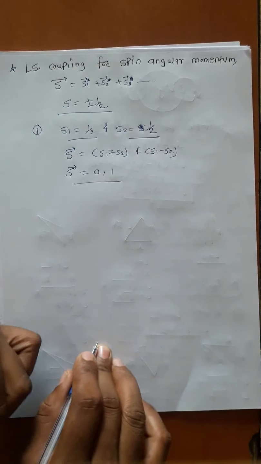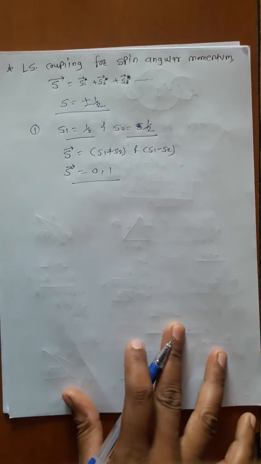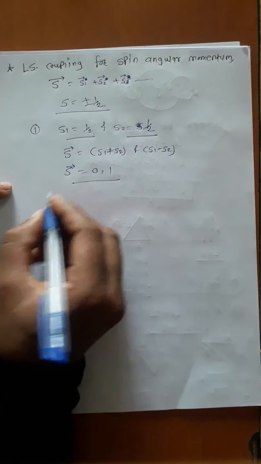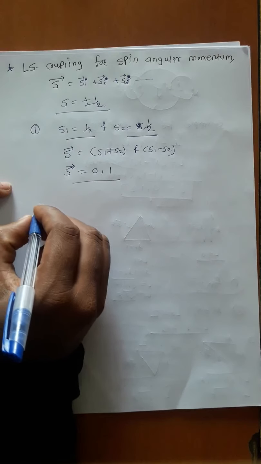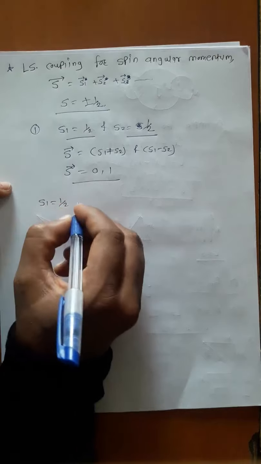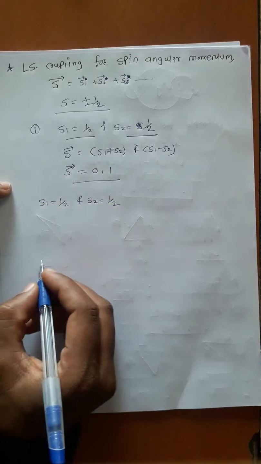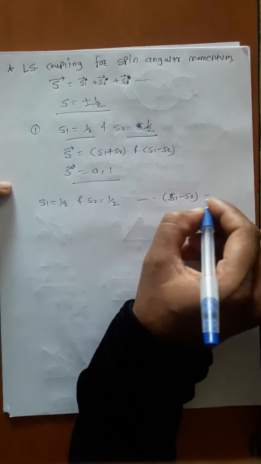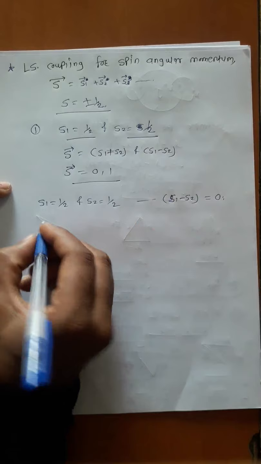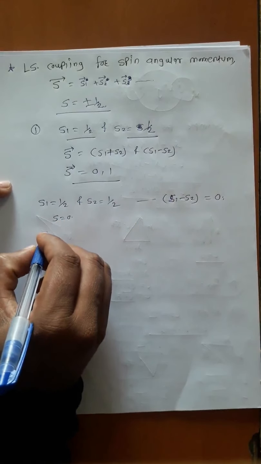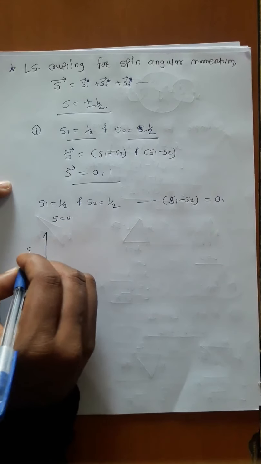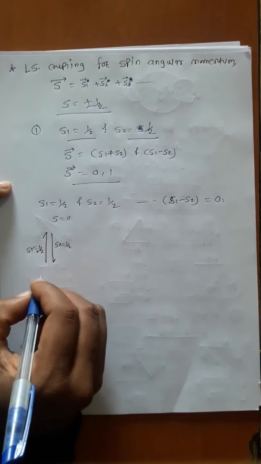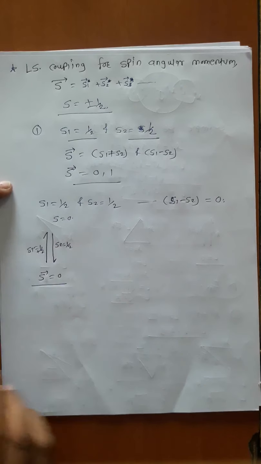Now we have to calculate this S vector. First we will get S1 is equal to 1/2 and S2 is equal to 1/2. For S1 minus S2, this gives the resultant of 0. S is equal to 0 means how will we write it? S1 is equal to plus 1/2 and S2 is equal to 1/2. This gives the resultant S bar is equal to 0.